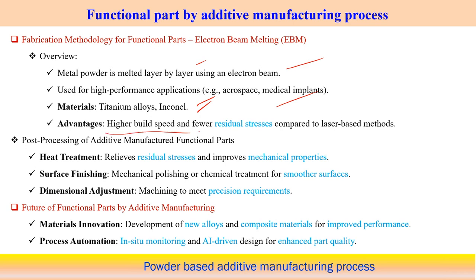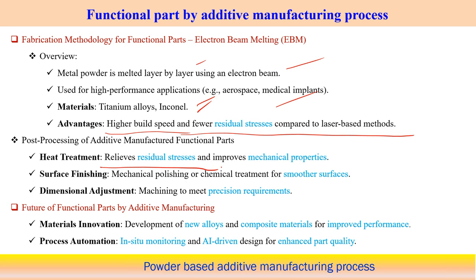Advantages: higher build speed and fewer residual stress components compared to the laser based method are possible using electron beam melting. So these are the relative advantages associated with the electron beam as compared to the laser beam processes. Now, post processing of the additive manufacturing functional parts.